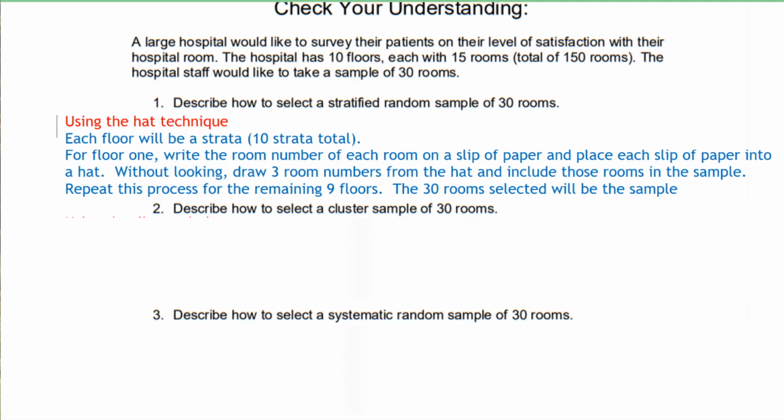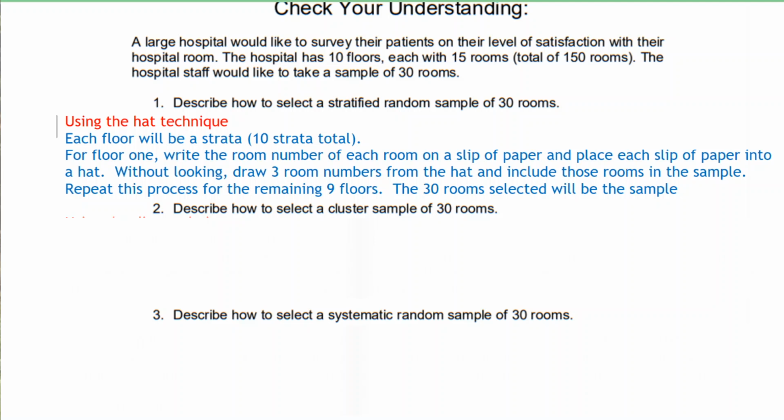So with the hat technique, we're going to let each floor be the strata. So there are 10 strata total. For floor 1, so the ground floor, we're going to write the room number of each room on a slip of paper, and then we're going to place each slip of paper into a hat. Without looking then, we're going to draw 3 room numbers from the hat, and we're going to include those rooms in the sample. And then we're going to repeat the process for the remaining 9 floors. 10 floors total, 3 rooms from each floor. That's going to be a sample with 30.